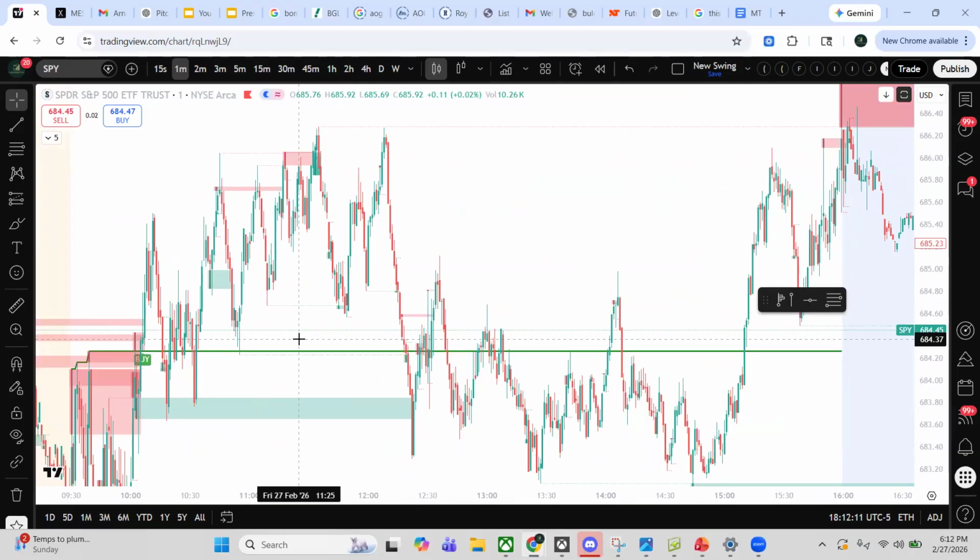Yes, all of them will move differently. They'll have different personalities, and you may gravitate towards one or the other based off those things. But I think the most important thing for the majority of people watching this is to just learn how to trade. And the best way to do that is with one asset.